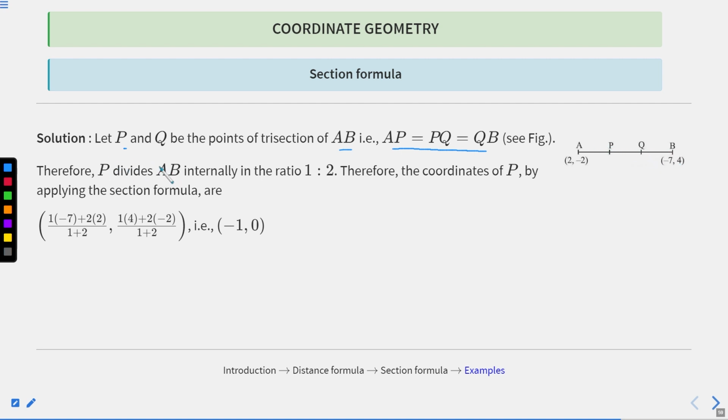And therefore P divides AB internally in the ratio 1 is to 2, and therefore the coordinates of P by applying the section formula are 1 into minus 7 plus 2 into 2 divided by 1 plus 2, comma 1 into 4 plus 2 into minus 2 divided by 1 plus 2, and that is minus 1, 0.